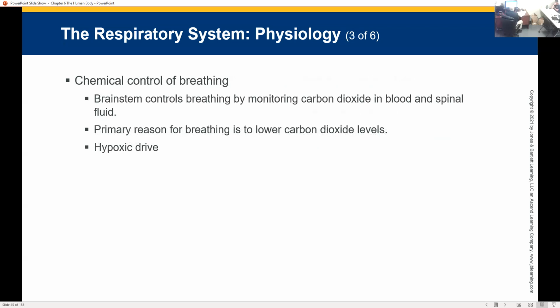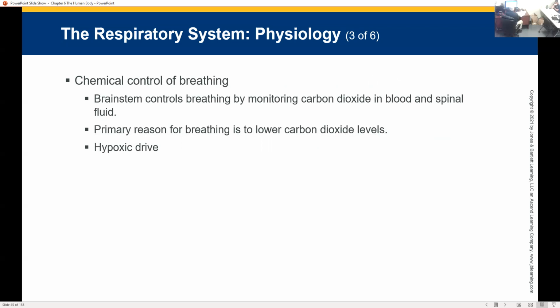I mentioned the brainstem coming out through the foramen magnum. It controls the breathing by monitoring the carbon dioxide in the blood and the spinal fluid. So again, carbon dioxide is the primary measurement that controls your breathing. This will be on a test too. I promise you, this will be on a test.